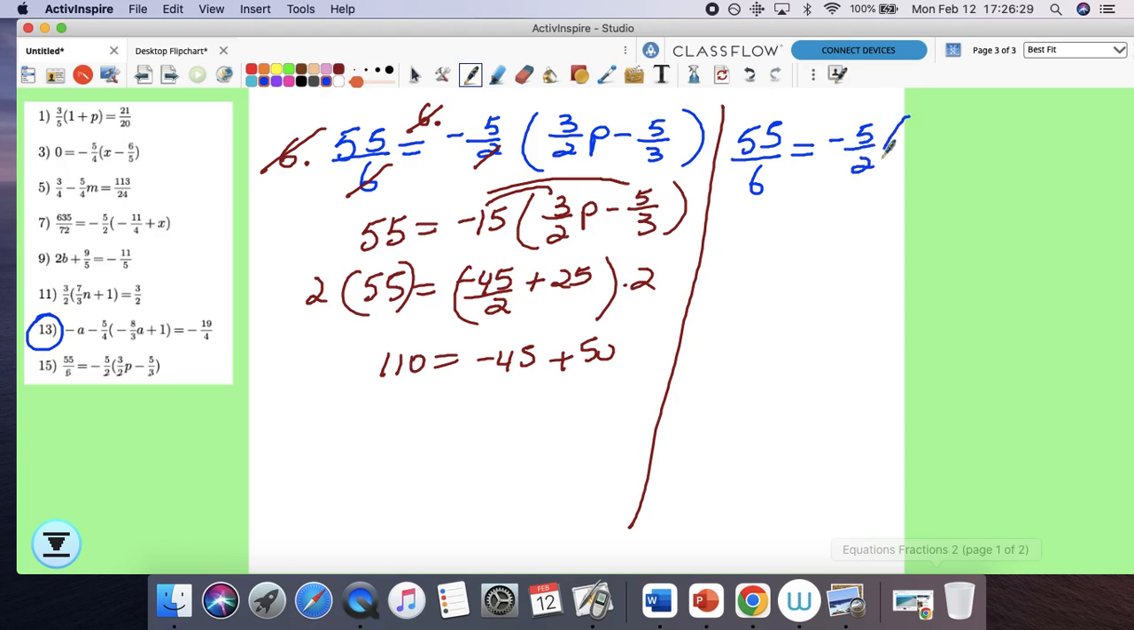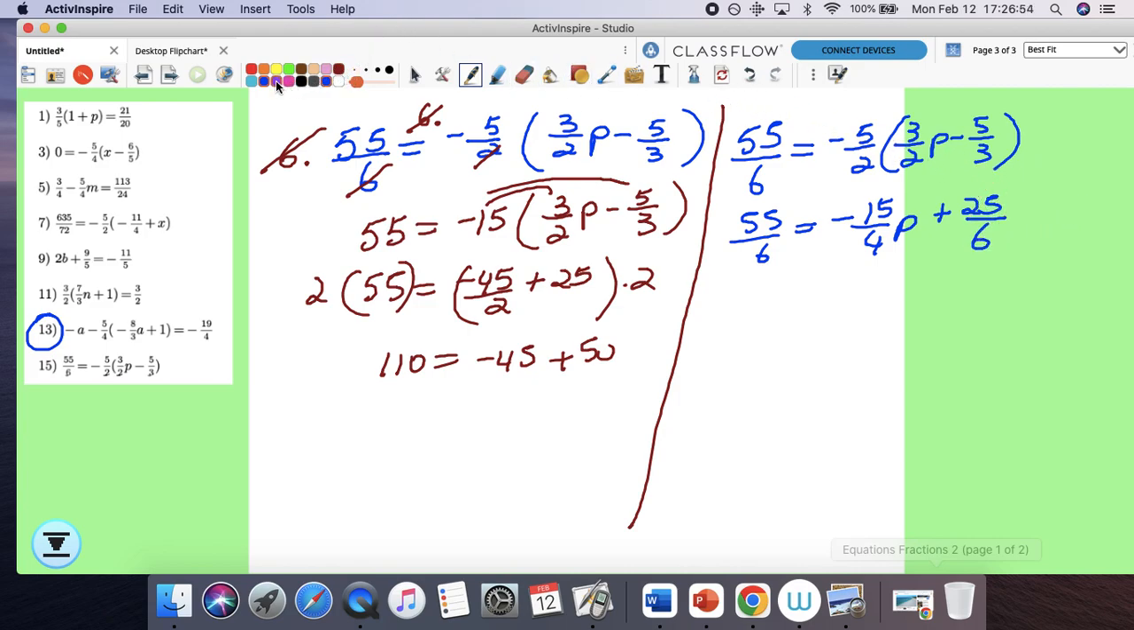55 over 6 equals negative 5 over 2, 3 over 2p minus 5 over 3. So 55 over 6. And then negative times a positive is a negative. 5 times 3 is 15, and I get 15 over 4 p. Negative times a negative is a positive. 5 times 5 is 25, and 2 times 3 is 6. And this is what I get if I do the distributive property.